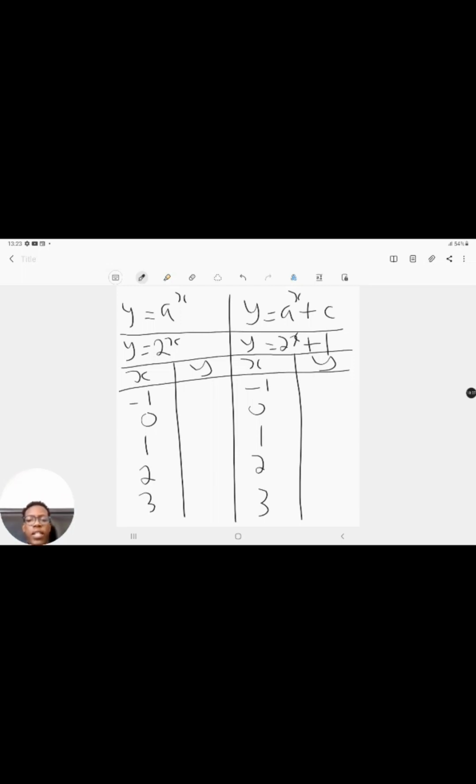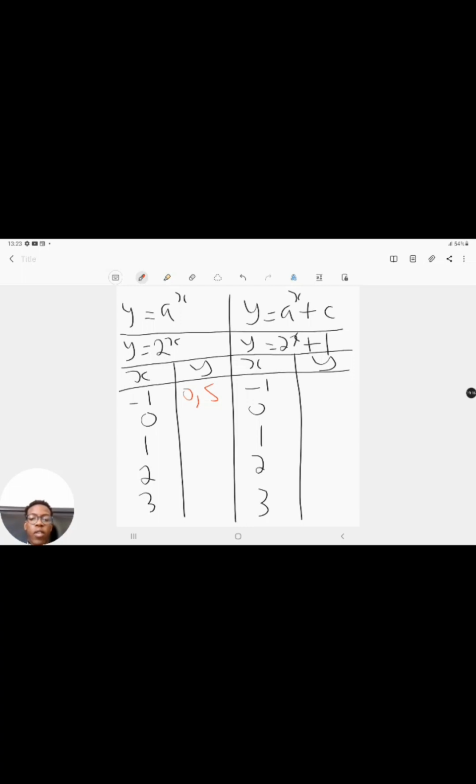Let's see what values of y we are going to get for each equation, and let's compare them just like we did when we looked at the first variation. Let's start with this one. When x is equal to -1, y is equal to 2 to the power of -1, which is 0.5.